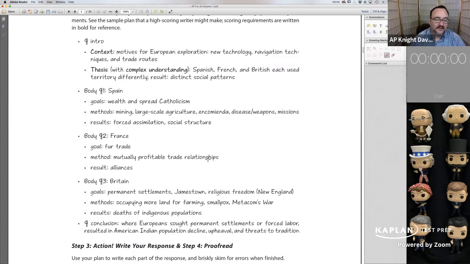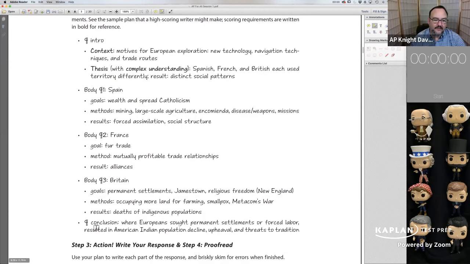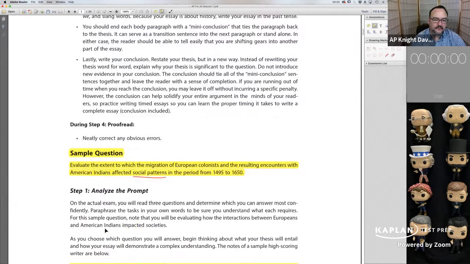And in this case, this person did each country: goals, methods, results. And so you're going to see that benefit of knowing those different territories and their different motivations. You can put that in there, come up with strong examples, and then you'll have a really strong essay. Never, ever leave off a conclusion.